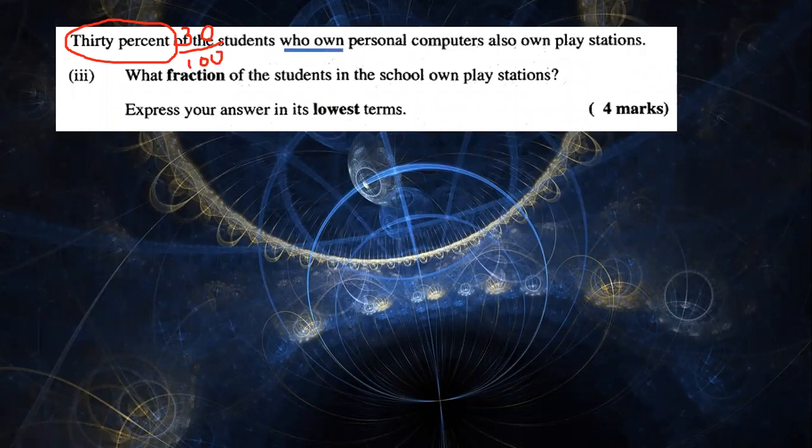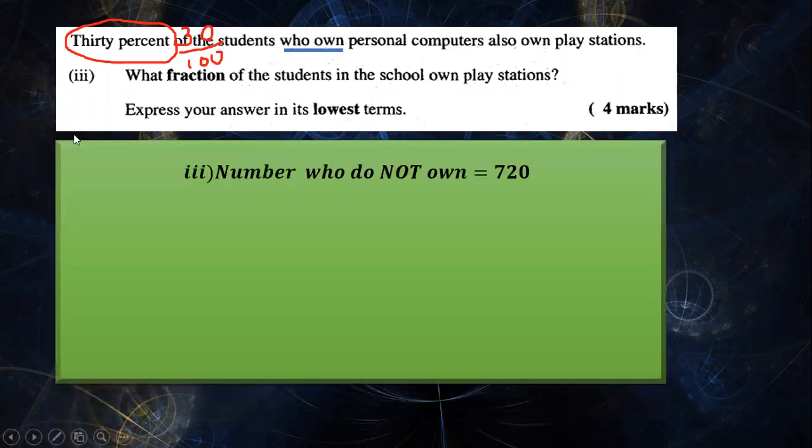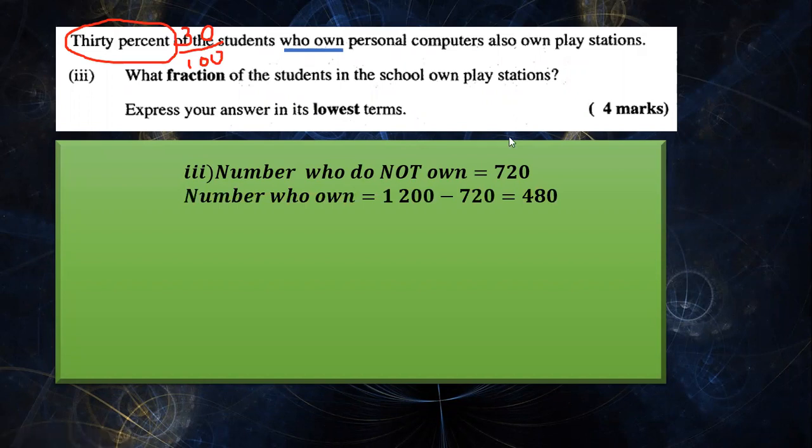And don't forget, we want to know if 30% of students who actually own personal computers also own PlayStation. So we have to look at this number too. How many students own personal computers? The number who do not own is 720. So if 720 do not own personal computers, it means that 1200 minus 720, which is 480 students, actually own personal computers.